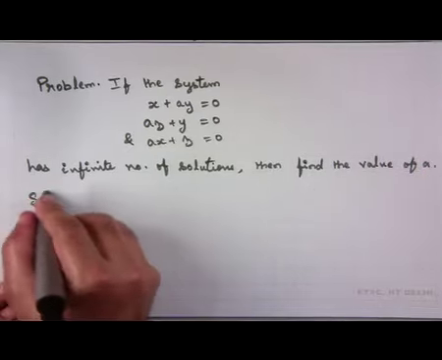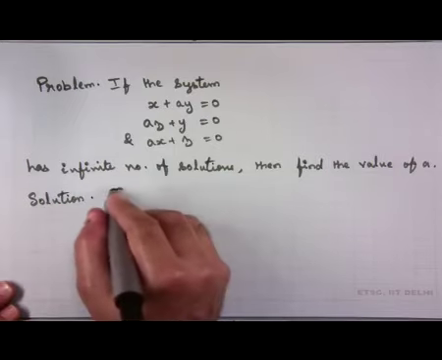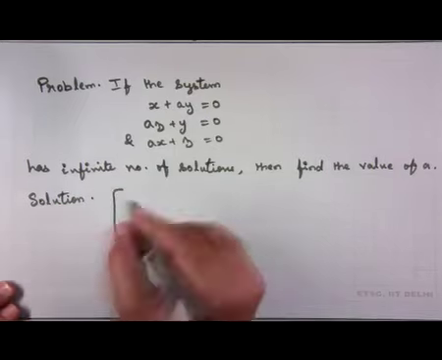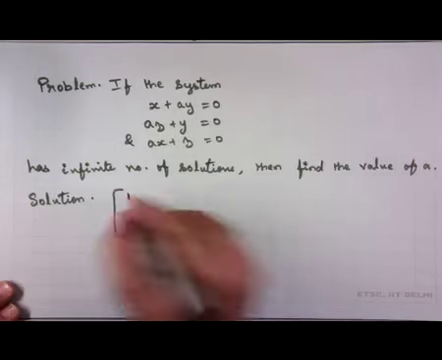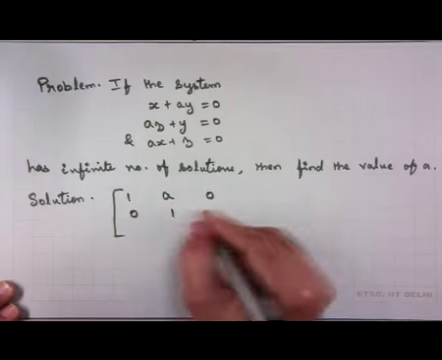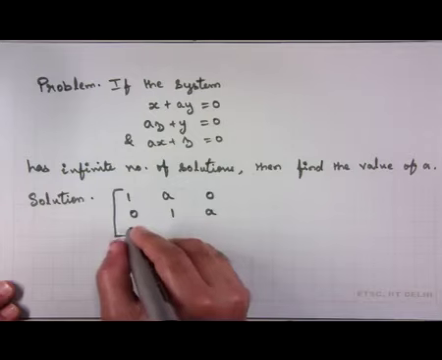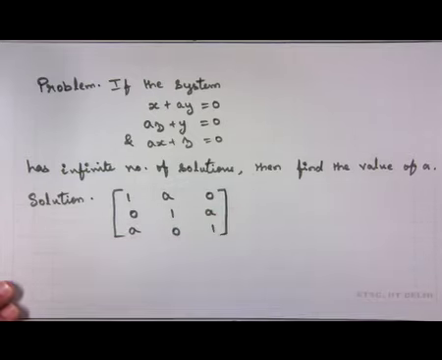Solution. Let us try to write down the coefficient matrix, because you have only the zeros on the right hand side: 1 A 0, 0 1 A, 0 1. This is the coefficient matrix. Let us try to convert them into its RRE.